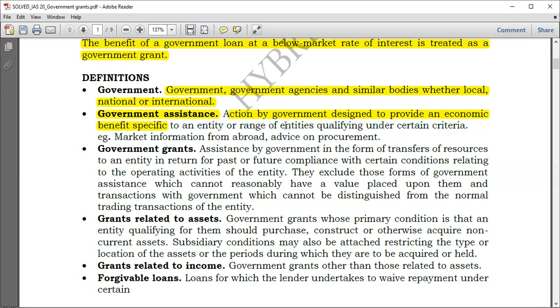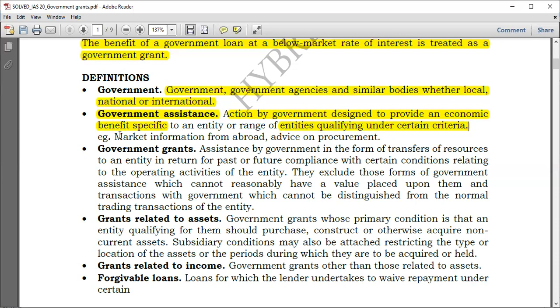The government comes and says that, oh, all entities involving themselves in this particular industry can be entitled to something like this, right? So it's just the benefit that is brought by the government to entities that have already qualified under certain criteria.